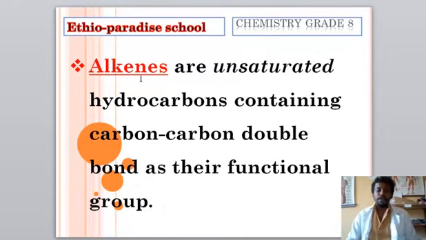So alkenes are unsaturated hydrocarbons containing a carbon-carbon double bond as their functional group. Here is another term, unsaturated. Unsaturated hydrocarbons are hydrocarbons that have double or triple covalent bonds. So if a hydrocarbon contains a double or triple bond, it is called an unsaturated hydrocarbon.